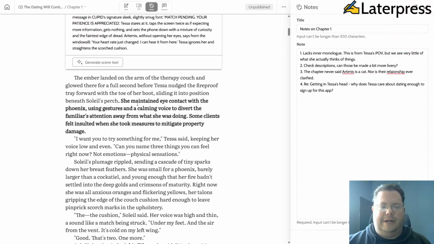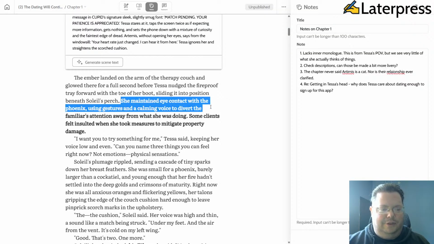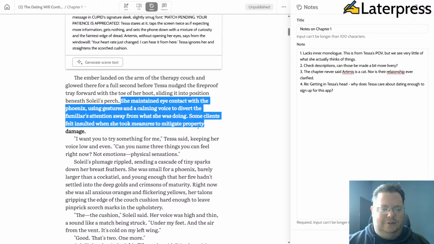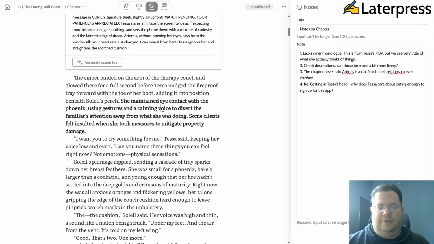But so I deleted "practiced ease," and I have in here now, "she maintained eye contact with the phoenix using gestures and a calming voice to divert the familiar's attention away from what she was doing. Some clients felt insulted when she took measures to mitigate property damage." So there's a little bit more in the why is she doing this. I'm establishing in this first paragraph that Salil is a phoenix, so that we have, again, more context as to why she's doing this.